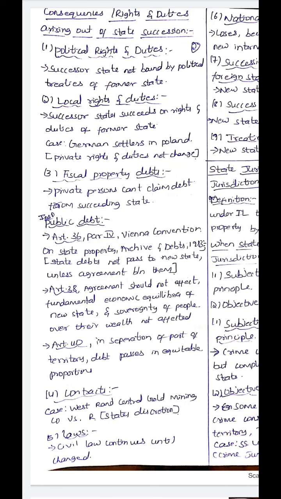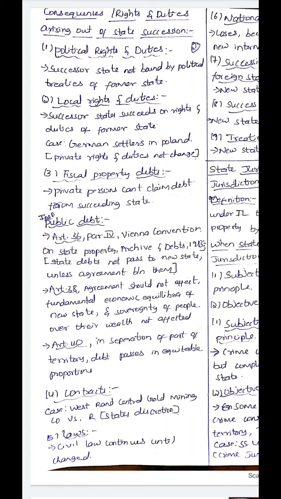Article 36, Part 4 of the Vienna Convention on State Property, Archives and Debts 1983 decided that state debts do not pass to the new state unless there is an agreement between the predecessor state and the succeeding state. Then Article 38 says that this agreement should not affect the fundamental economic equilibrium of the new state, and the sovereignty of people over their wealth should not be affected.